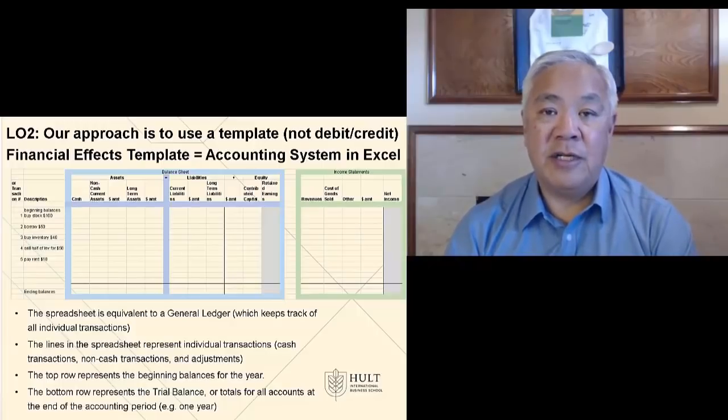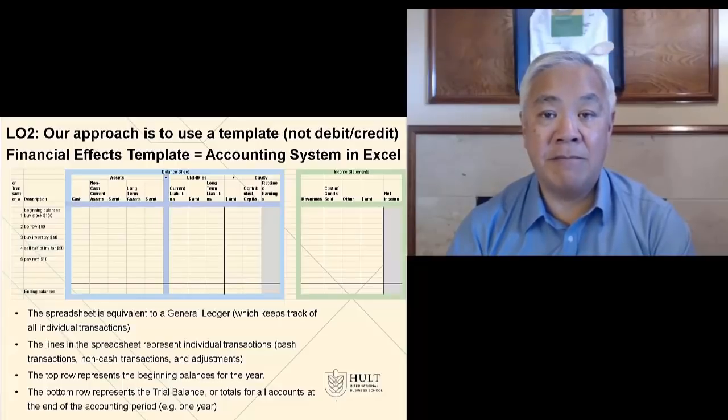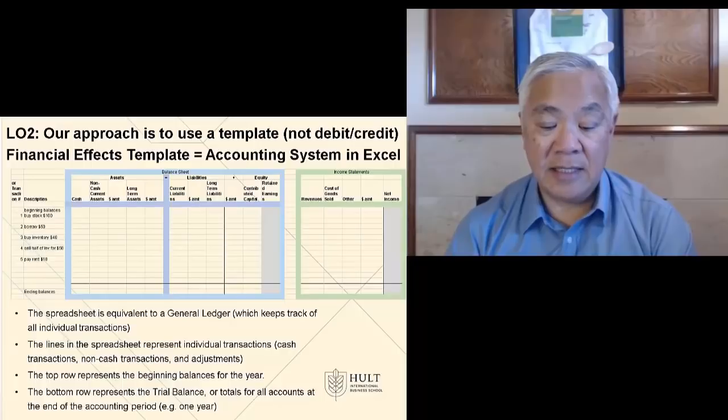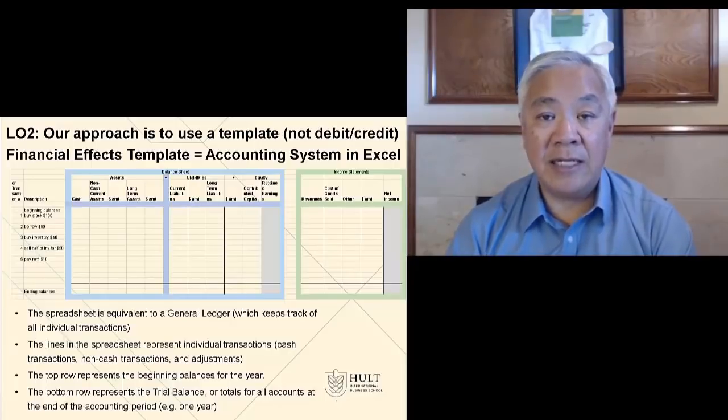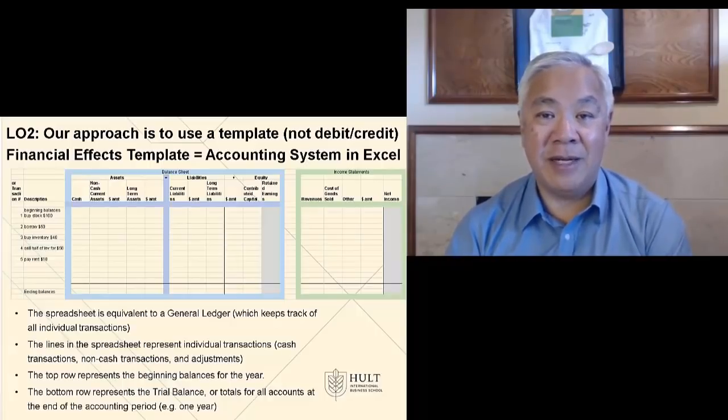The lines on the spreadsheet on this template represent specific transactions, or at the very top, the beginning balance, and at the very bottom, the ending balance. Next is the use of the statements will come flowing from this. So we'll get a template, and then we'll extract the bottom line numbers from the last row and use every one of those numbers in a statement. And I emphasize that because if we don't use those numbers, it won't balance.